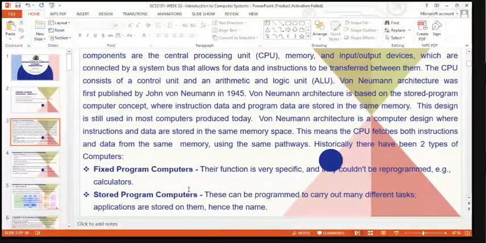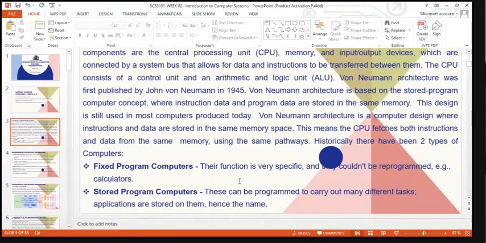Then we have what we call the stored program computers, which have memory capability and can be programmed to carry out many tasks sequentially. We can talk about various applications stored in them, hence the name stored programs. You're able to process more instructions, store your data, and also have that orchestration of the memory spaces.